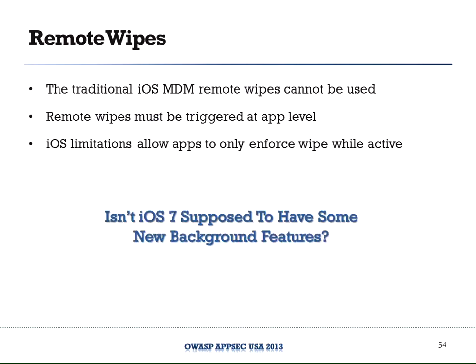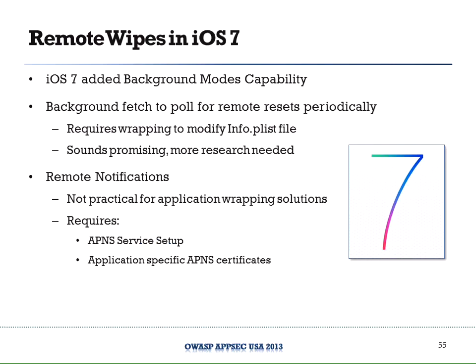Let's get into the home stretch for the presentation. So what are some limitations for containers? iOS has had some issues where you could only run code while the app is active. So if I have an application in the background, how is it supposed to determine that I should do a remote reset wipe or something like that? There's really no way for it to determine that. But iOS 7 actually provided some new background features to help with that. They added some new background mode capabilities.